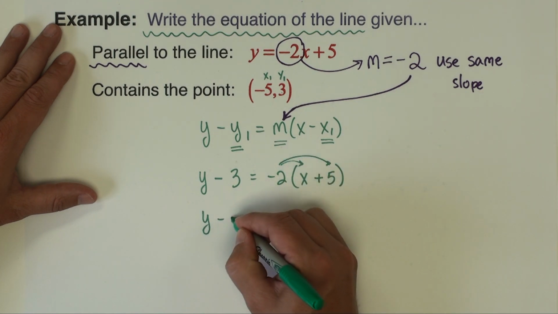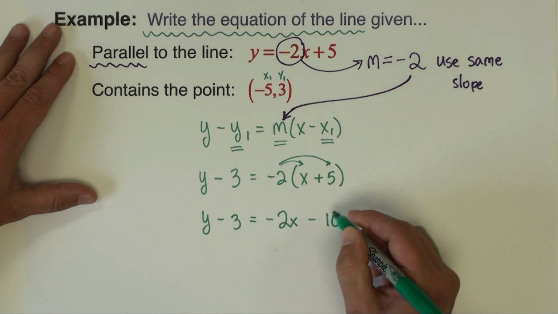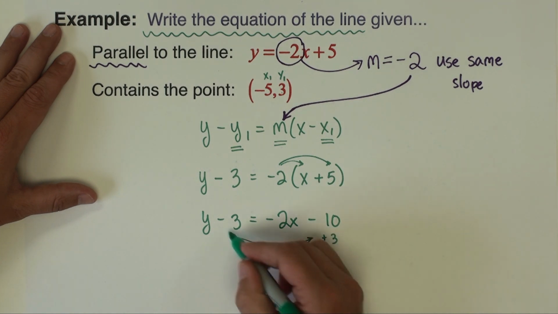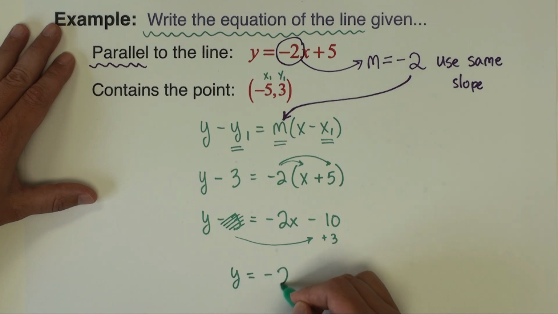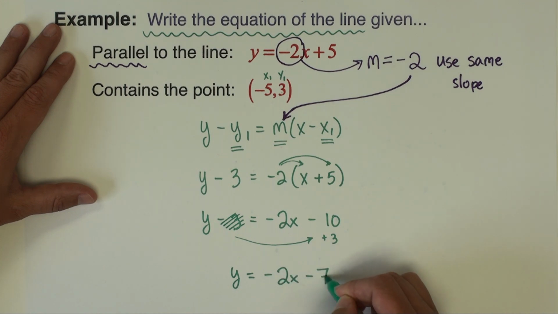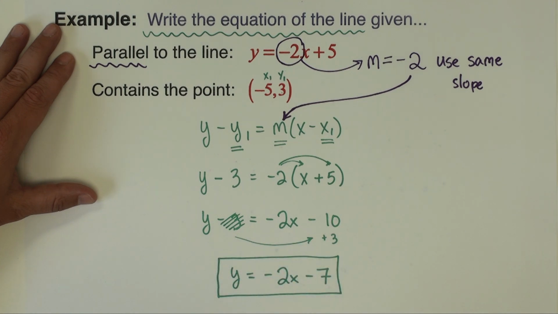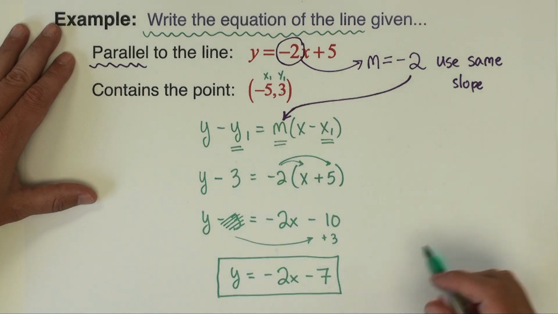So we have y minus 3 equals -2x minus 10. We're going to have to take this 3 over by adding it. So we get y equals -2x minus 7. That is our line that goes to this point that is parallel to that line.